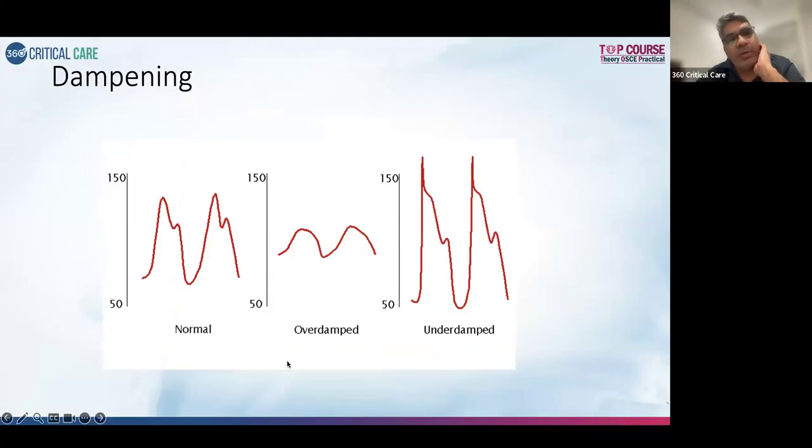Now there are two abnormalities that are seen in an arterial tracing. One is called overdamping, the other is called underdamping. This is very frequently asked in the exam. This is the normal waveform. You can see the overdamping. You guys are probably masters in it. And this is underdamping.